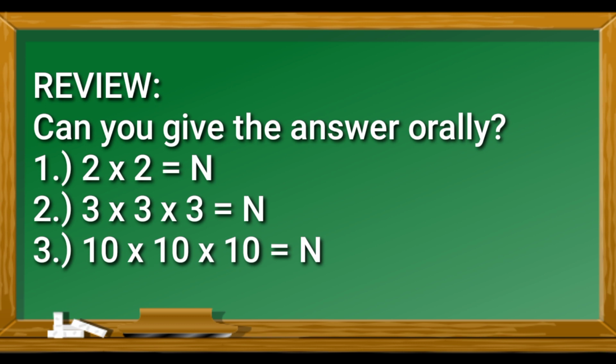Let's begin. Number 1. 2 times 2 equals n. What is your answer? The answer is 4. Number 2. 3 times 3 times 3 equals n. Do you have an answer? Correct. The answer is 27.